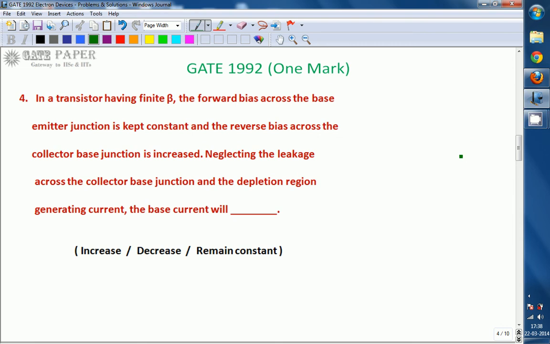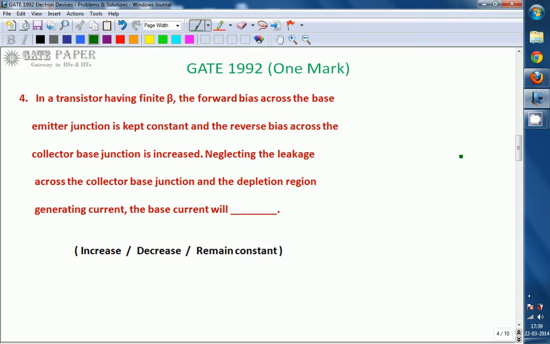We are discussing the GATE 1992 ECE paper, and this is one more question related to electronics. In a transistor having finite beta, the forward bias across the base emitter junction is kept constant and the reverse bias across the collector base junction is increased, neglecting the leakage across the collector base junction and the depletion region generating current. The base current will increase, decrease, or remain constant. Okay.